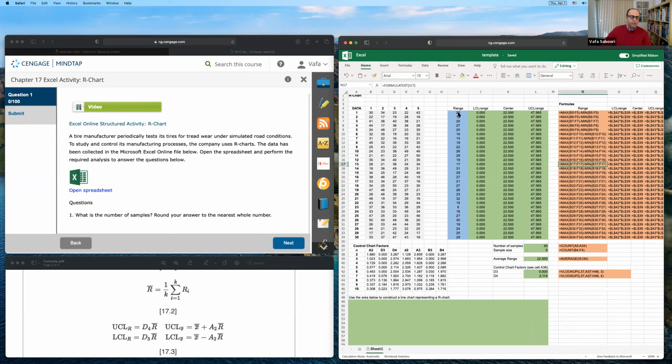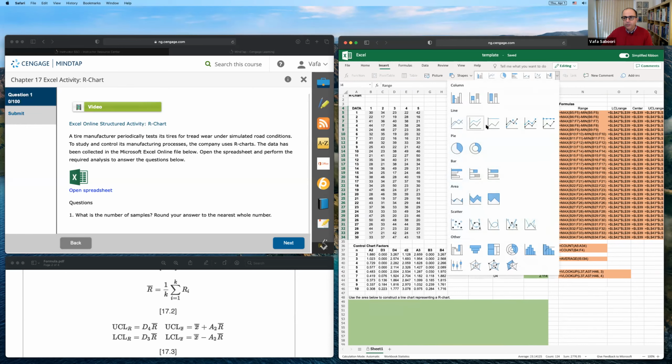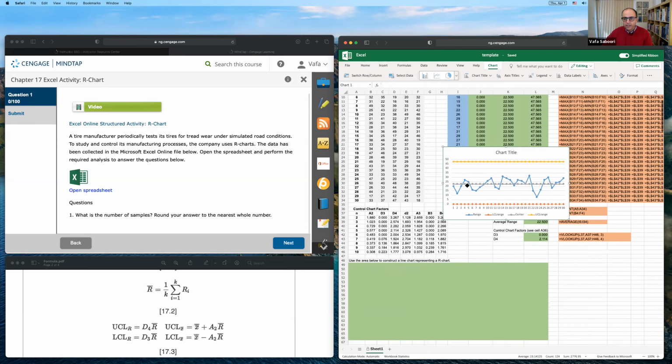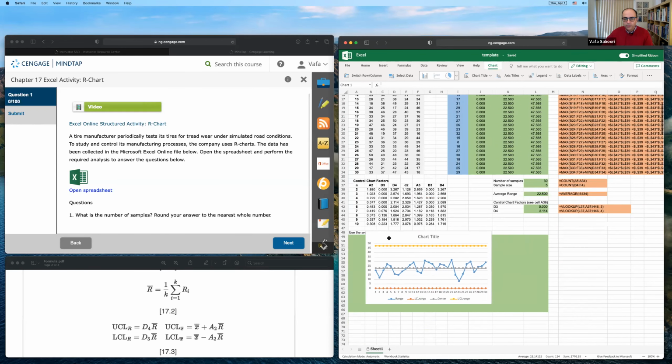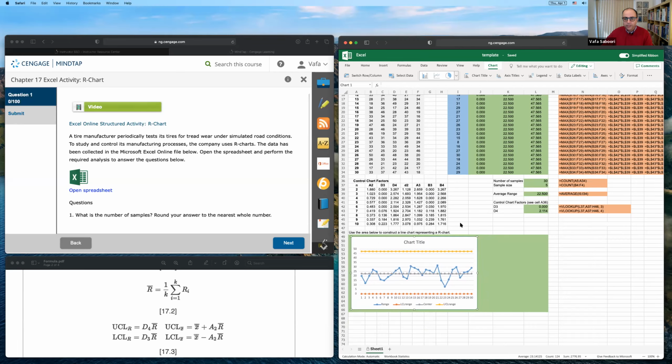Last piece is to build the actual chart. In my chart, I need these three lines, basically center line, LCL and UCL, and also the actual ranges to be plotted on this chart. So I will go ahead and select everything, go to insert to charts, and select the line chart with markers. That's going to be my control chart. Let's put it here. And now let's take a look at it.